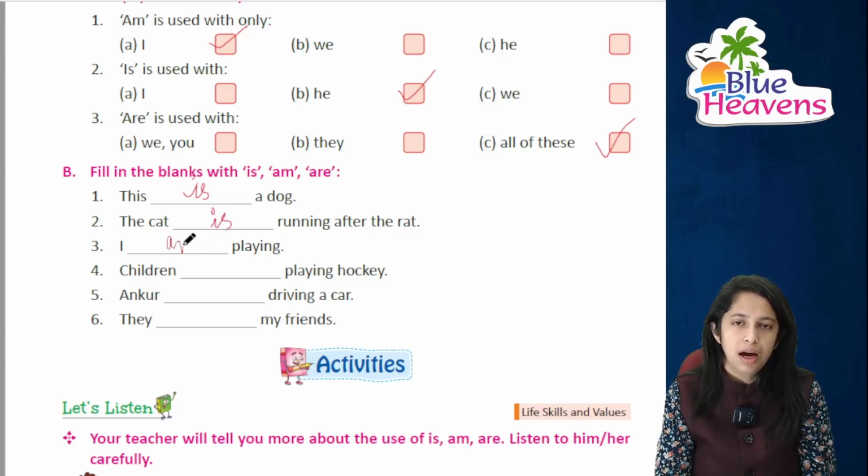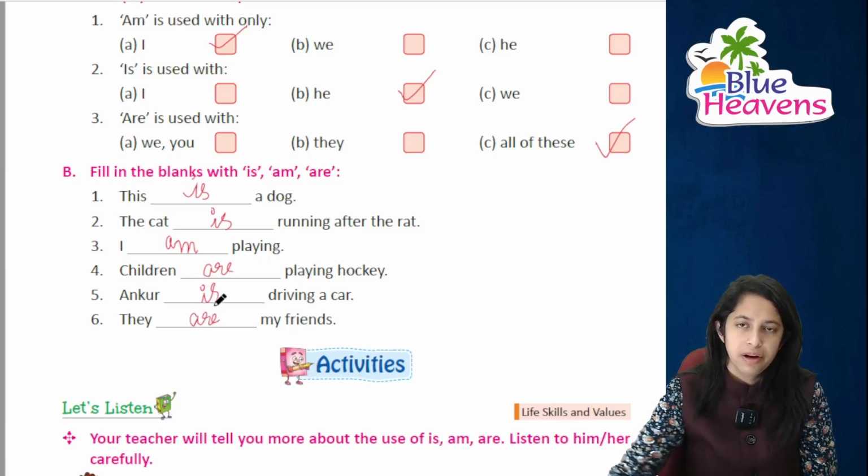I am playing. I के साथ हमेशा am. Children are. Children प्लूरल है. अंकुर एक लड़का है. Ankur is driving a car and they are my friends. वो क्या है? मेरे friends हैं, right?